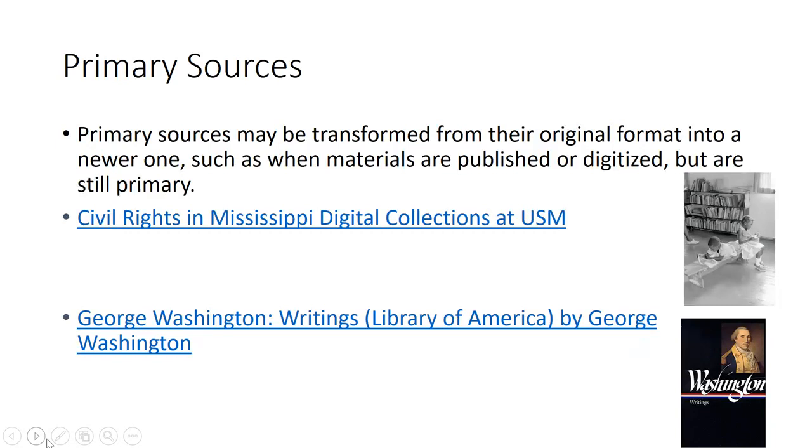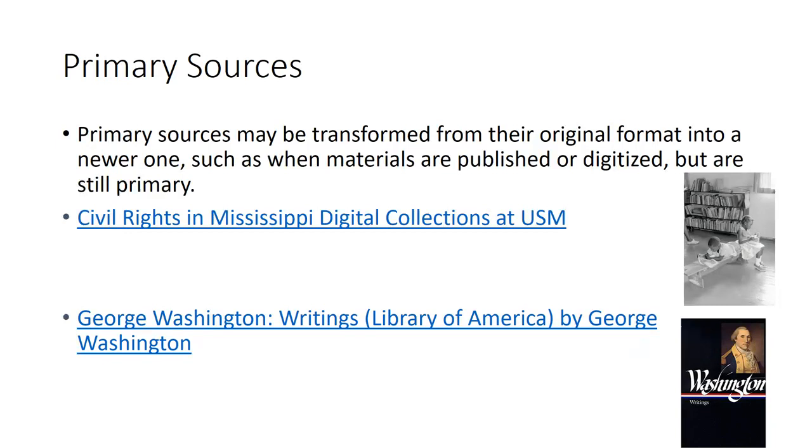As you can see on the far right here, there's a photograph of young children reading in the Freedom Library in Hattiesburg, Mississippi, and this photograph was taken in 1964. That is still a primary source, even though it has been digitized and placed online.